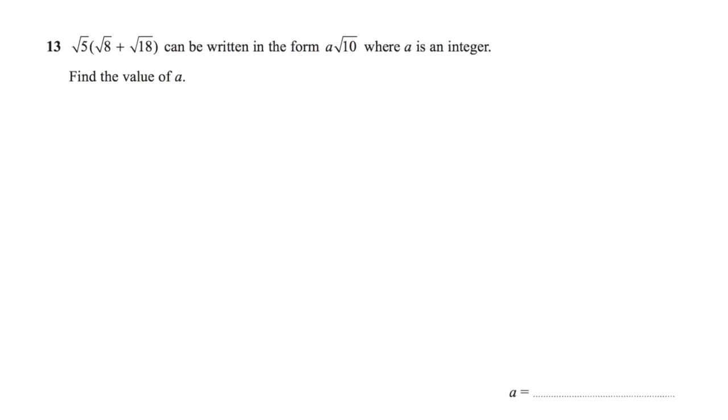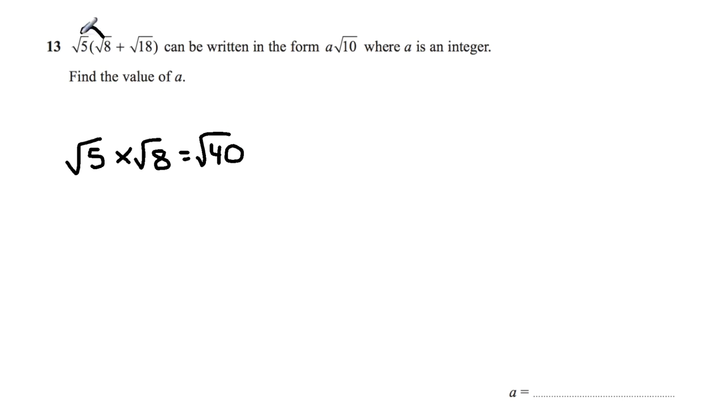Question 13. Square root 5 open bracket square root 8 plus square root 18 close brackets can be written in the form a square root 10, where a is an integer. Find the value of a. So the first thing I'm going to do is expand the bracket. I'm going to multiply square root 5 times square root 8. So square root 5 times square root 8 is equal to the square root of 40.